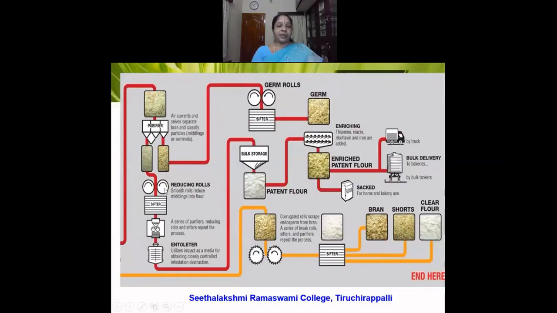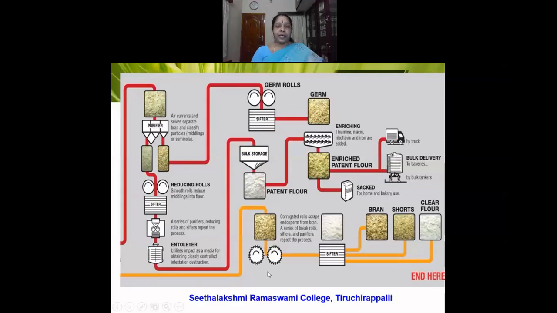Next is the second reducing roll. It goes to the sifter. Again, there is a series of purifiers and reducing rolls. Then it goes to the entoleter. And here you can see that the germ rolls are there. The germ is collected. And here the flour is obtained. This flour can be enriched. Enriching means addition of vitamins or minerals, right? To enrich means to add additional nutrients. Vitamins or minerals can be added to the flour, and this can be stored. It can be packed. After it is packed, it can be transported.